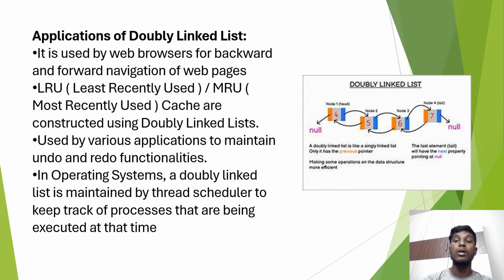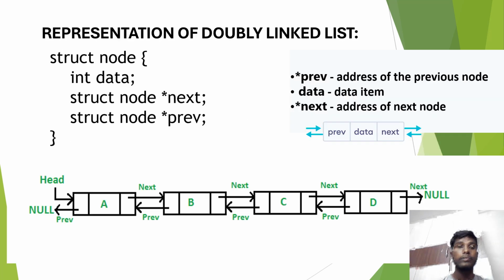In a doubly linked list, node 1 is the start and node 4 points to null. A doubly linked list is like a singly linked list, only it has the previous pointer, meaning we can say it is a singly linked list with an added previous pointer. Representation of a doubly linked list. Structure node: prev means the address of the previous node, then the data item, and next is the address of the next node.